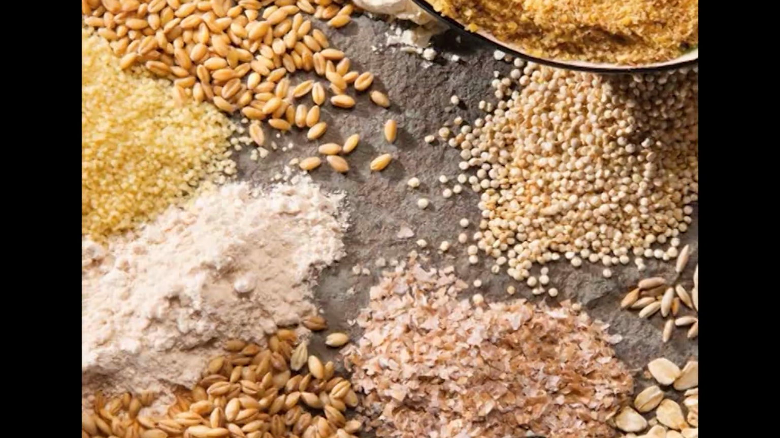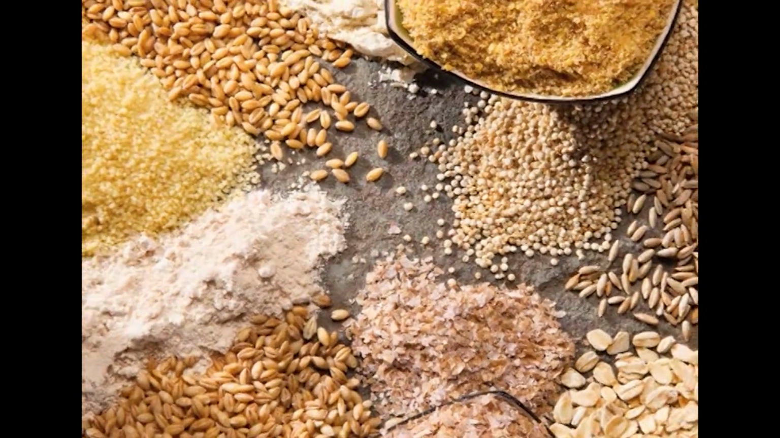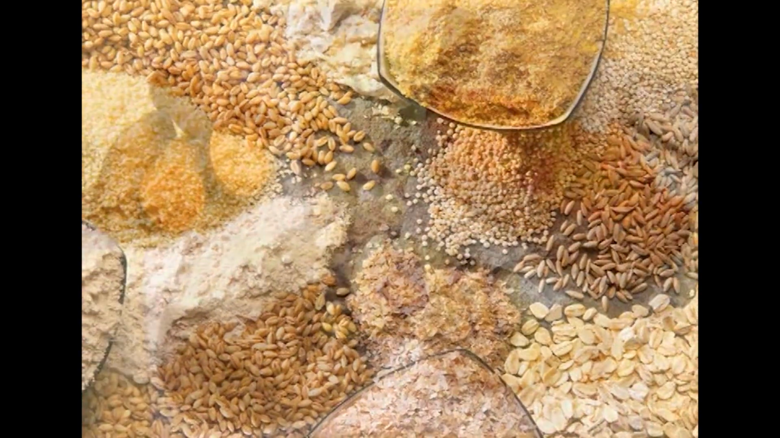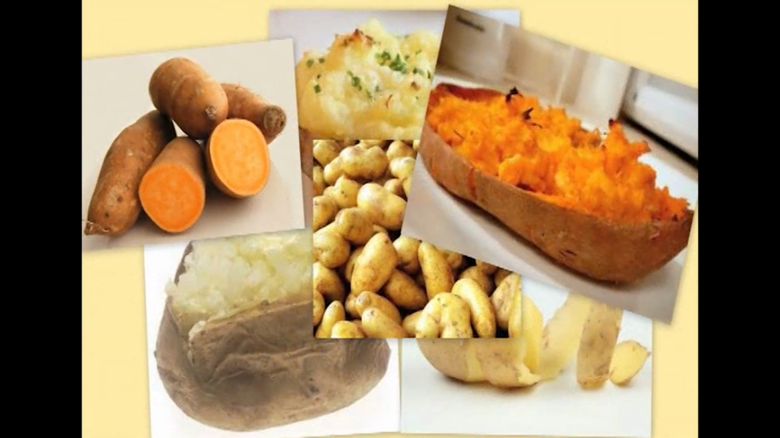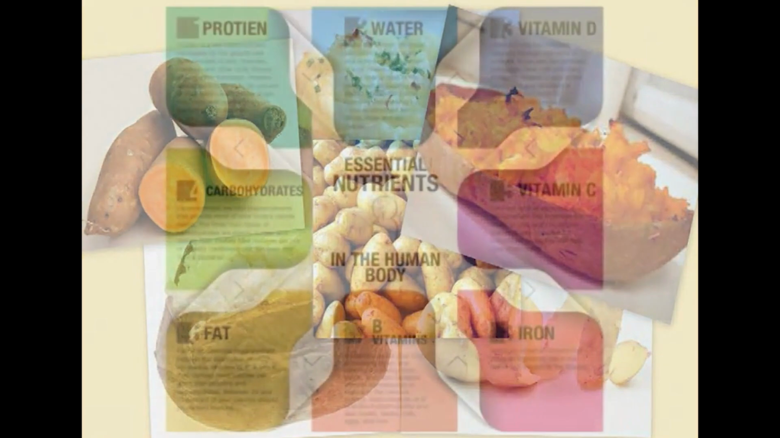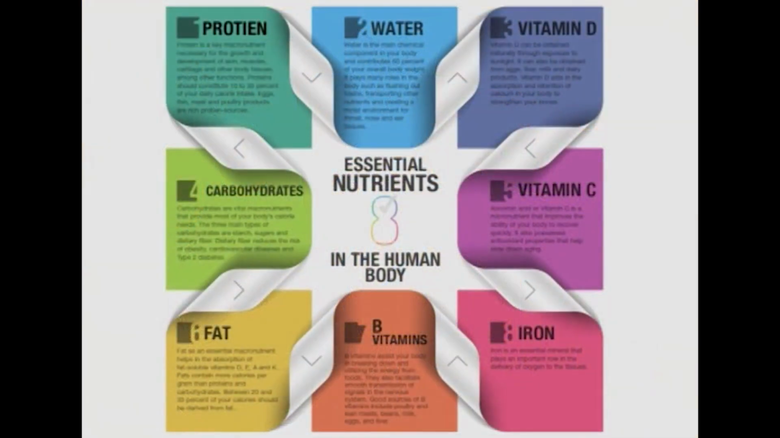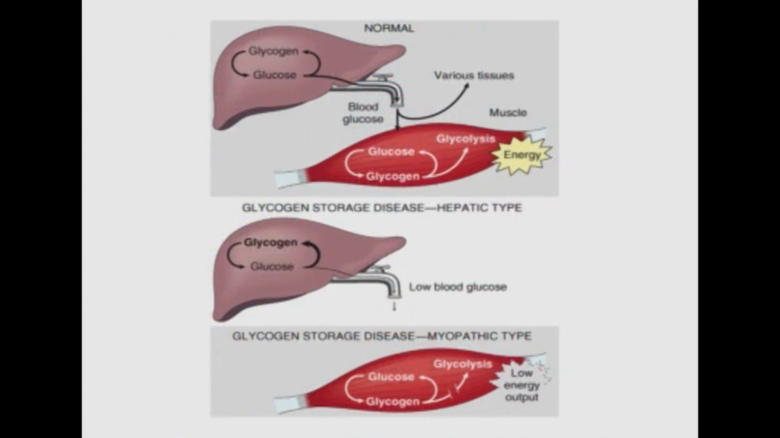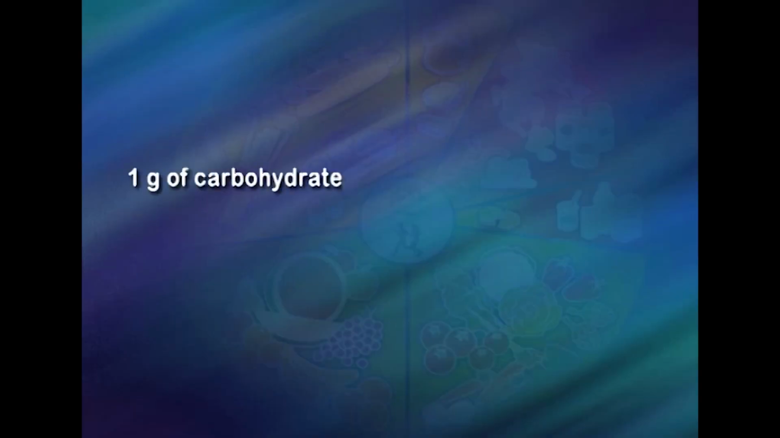The first nutrient is carbohydrates. They form the bulk of the diet. The main function of carbohydrates is to provide energy needed by our body. Almost 70% of the energy requirements come from the oxidation of carbohydrates. When carbohydrates are taken in excess, they are stored as glycogen, which is used later to provide energy. 1 gram of carbohydrate provides 4 kilocalories of energy.